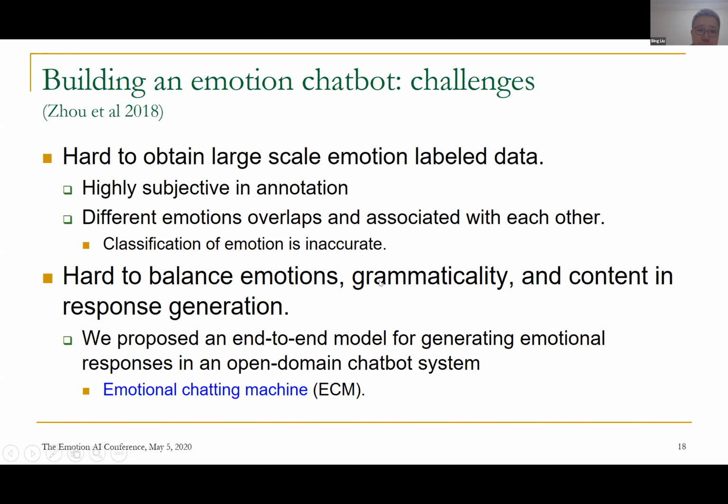And when you do the generation, it's not easy to balance the emotion, the grammar, and also the content at the same time. So the model has to be fairly sophisticated in order to consider all these situations. So we have an end-to-end model to generate responses. When somebody says something, I want to generate a response with a suitable emotion and also the right content. The system is called the emotional chatting machine, which is short for ECM.